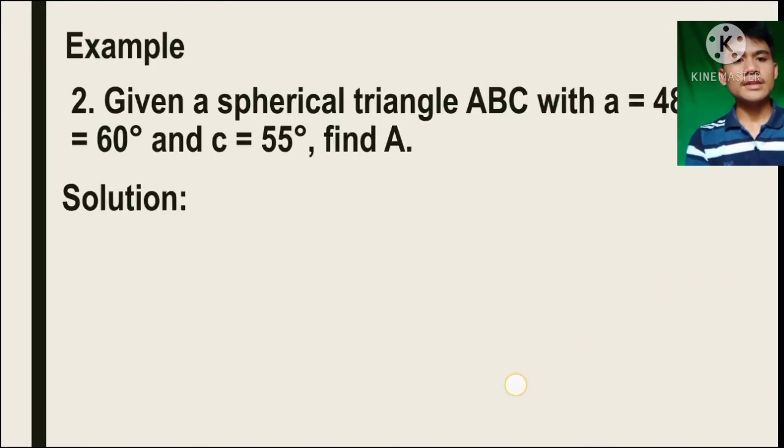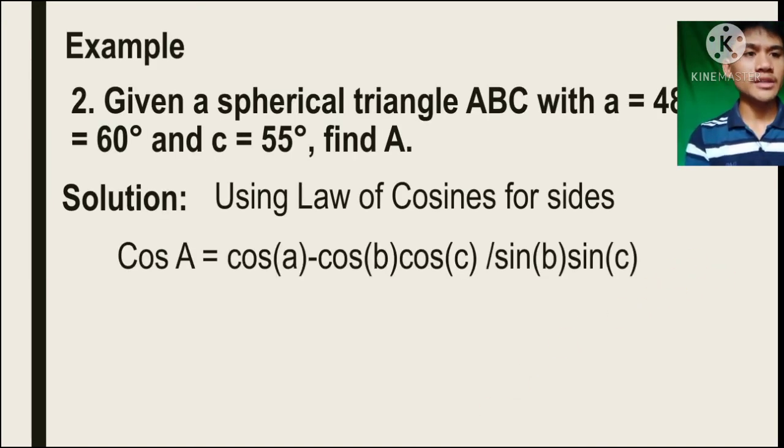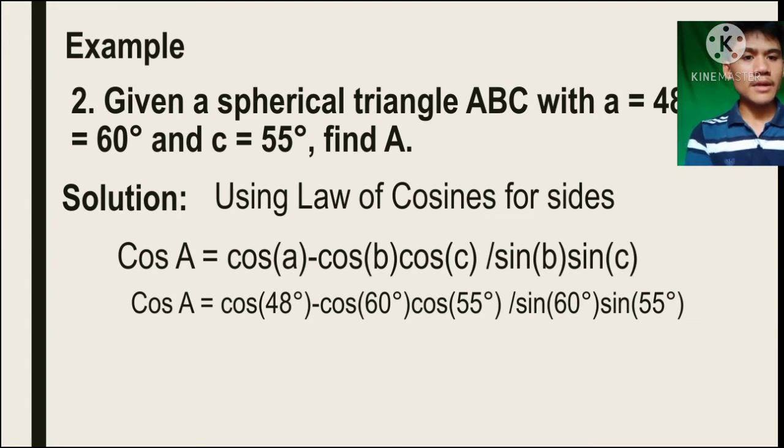So again, we have this given, and then in the solution, use the formula and then reform it. And by that, we are now able to substitute the given values. So just substitute to come up with cosine A is equal to cosine 48 degrees as the value of our side A, minus cosine 60 degrees as the value of our B, cosine 55 degrees as the value of our C, all over sine 60 degrees as the value again of our B, and sine 55 degrees as the value of our C.